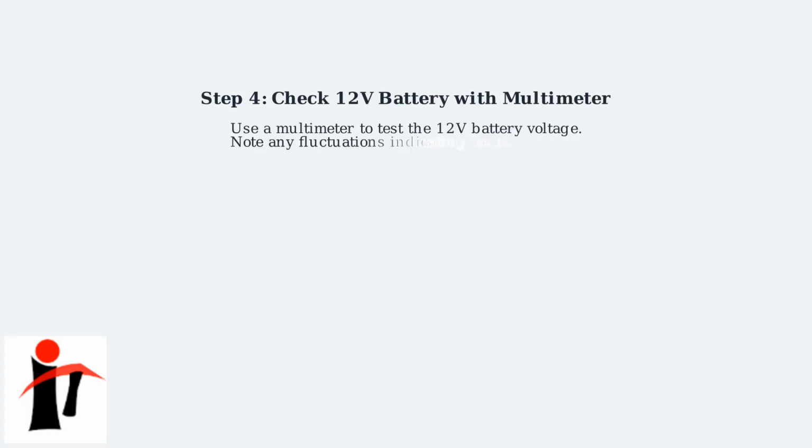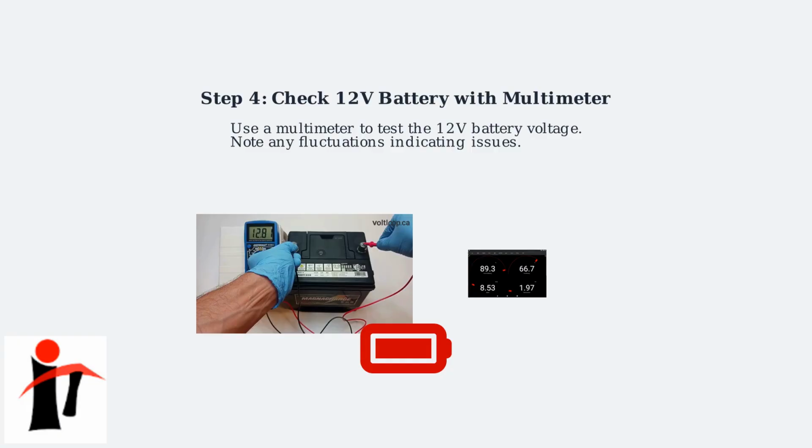Finally, use a multimeter to check the 12 volts auxiliary battery. Measure the voltage and look for unusual fluctuations, which could signal inverter problems. The 12-volt battery supports the vehicle's electronics, and its health is interconnected with the high-voltage system. These steps collectively help determine the severity of the inverter issue.